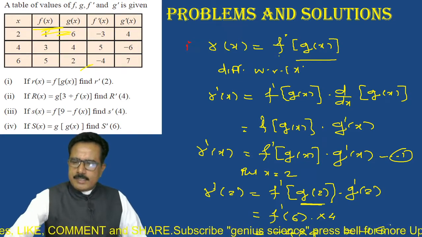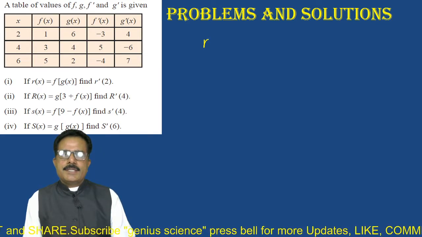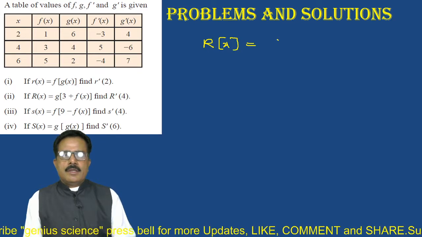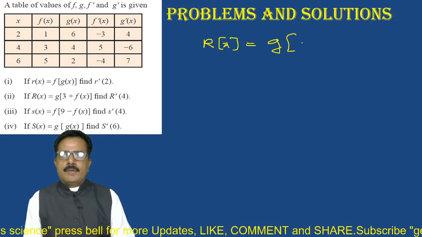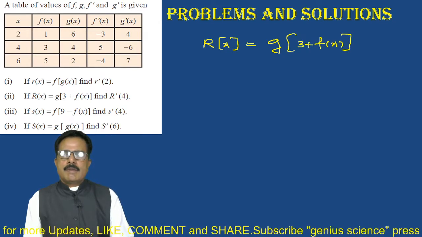Now we can solve the second problem. We know that the given function is r of x equals g of 3 plus f of x.